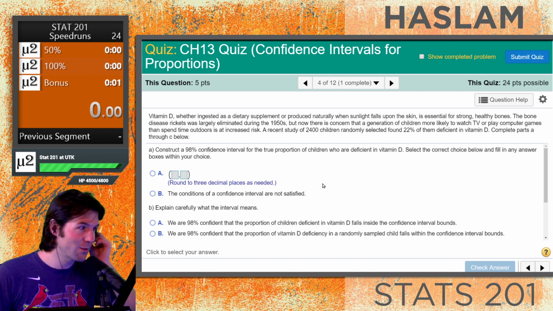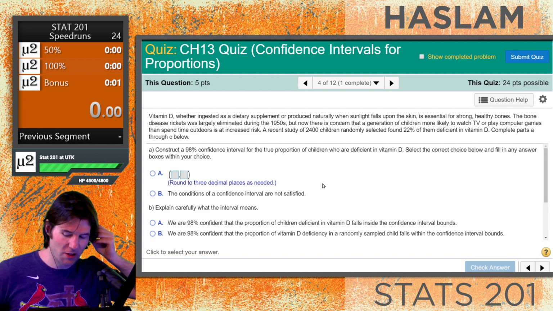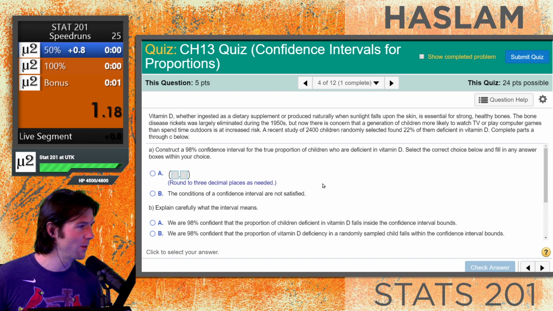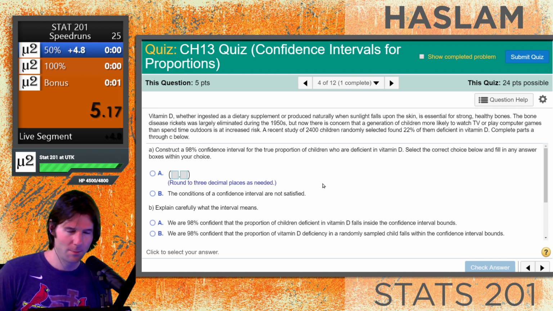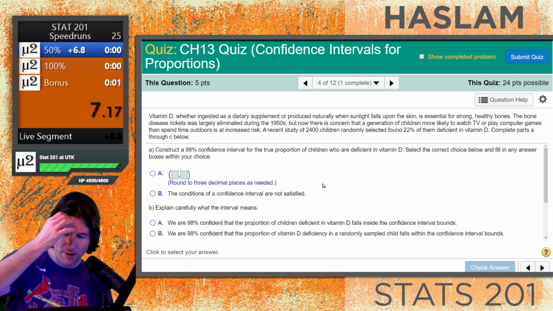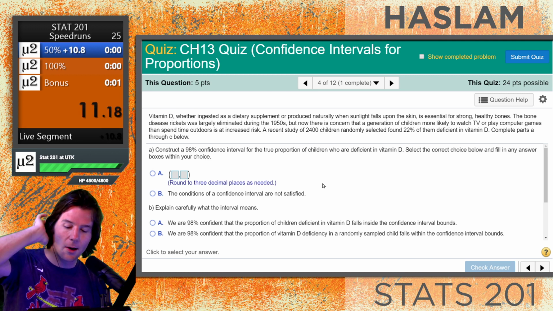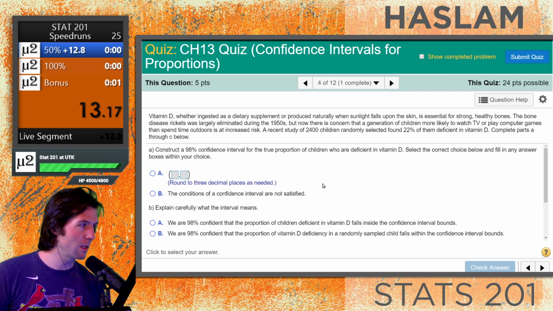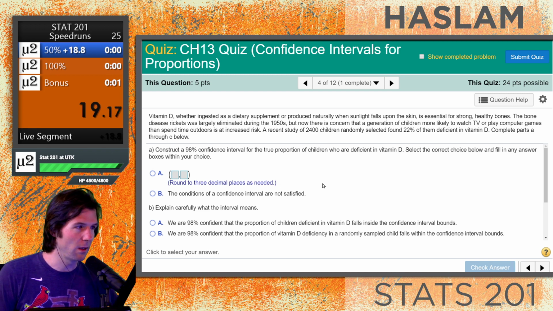But you know what's not canceled? Vitamin D question's not canceled. Let's start the speed run. We broke the other screen, so we'll fix that. Probably need to turn the camera off. Vitamin D is bad. We're going to take a sample of 2,400 children, and from that sample, we see that 22% of them have vitamin D deficiency.